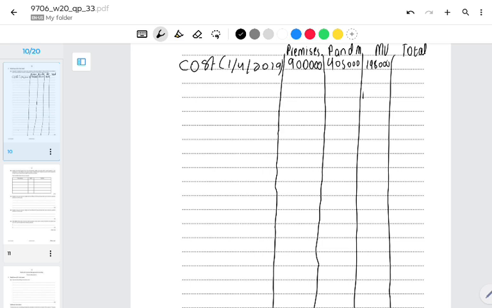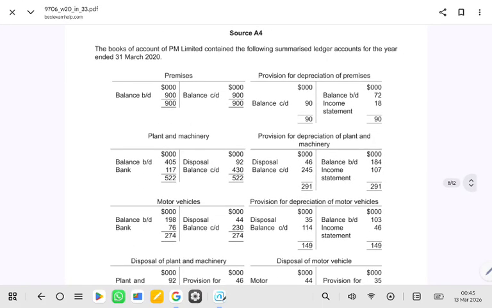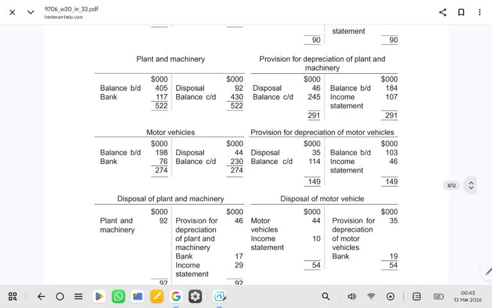So let's total it. It gives us a value of 1,503,000. Okay, we are done with the cost. Now come the additions. So what are actually additions? The bank given, for example, in plant and machinery it is given 117,000. For motor vehicle 76,000. What we purchase as a non-current asset is recorded as additions.